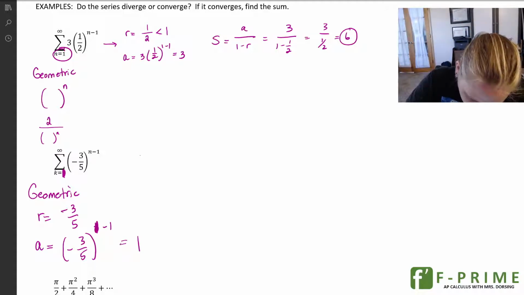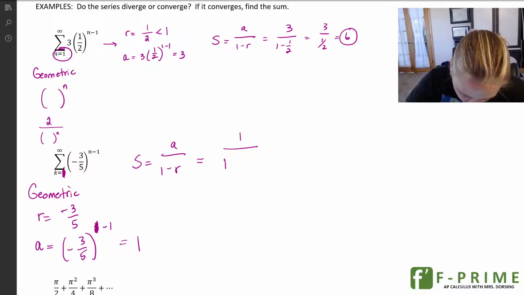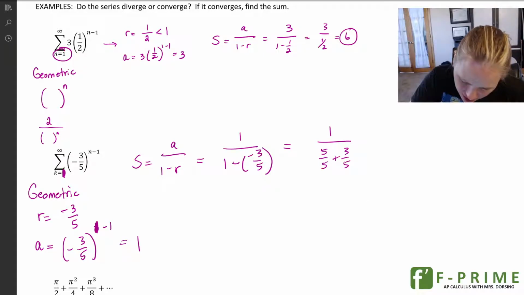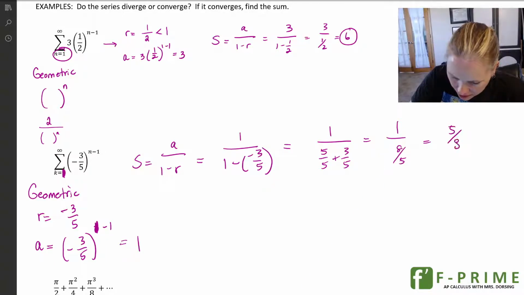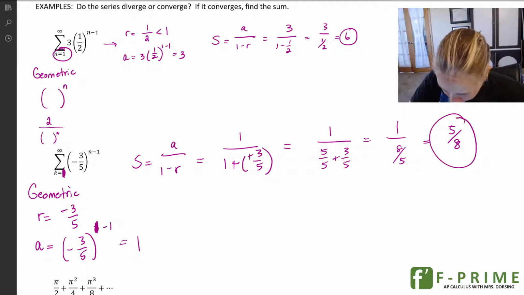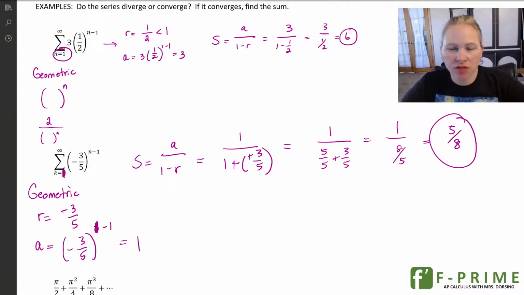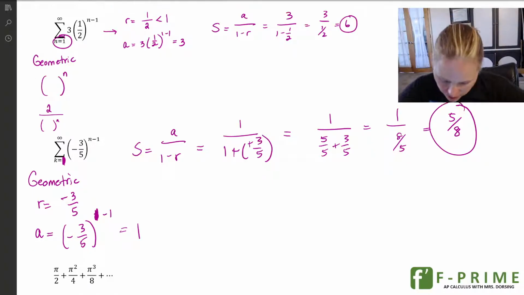So here we go. My sum is a over 1 minus r. So 1 over 1 minus -3/5. Minus a minus turns into plus. You get 1 over 5/5 plus 3/5. That's 8/5. When I flip it, I get 5/8. Yep, there you go. That's what we converge to, 5/8. If we were to add it up, if we go to Desmos, you could check it out, it would add up to this 5/8, which is like 0.625.